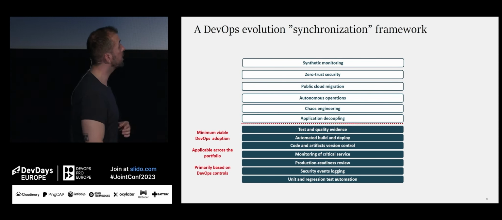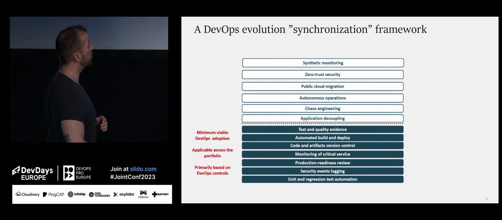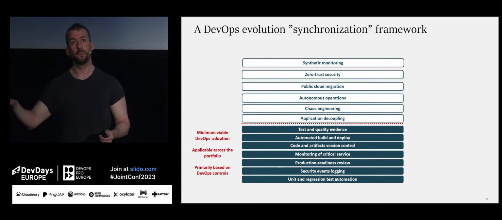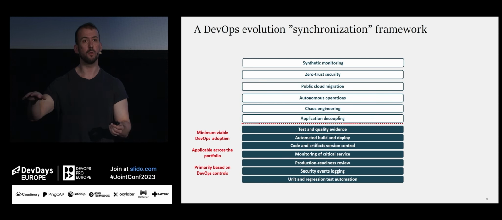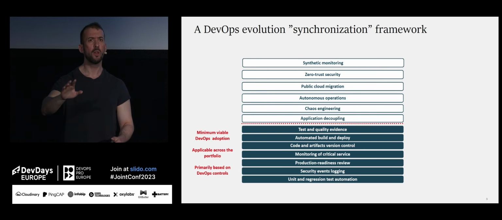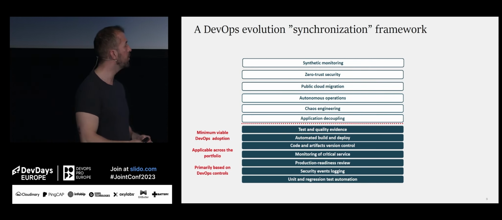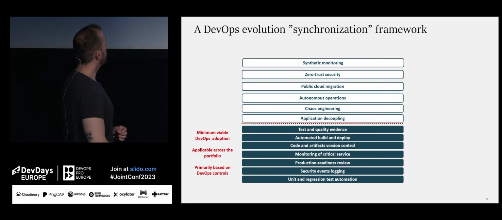And what is below this line is the minimum viable DevOps adoption. And in this minimum viable DevOps adoption, it's applicable to everybody. So your whole organization, not only the tactical, your whole portfolio, apart from the ones that are to be decommissioned, or apart from the ones that are normally category 4, which is applications that you use internally for accounting and such purposes. They don't really have a business and client impact. And these are the ones that you primarily base on DevOps control.